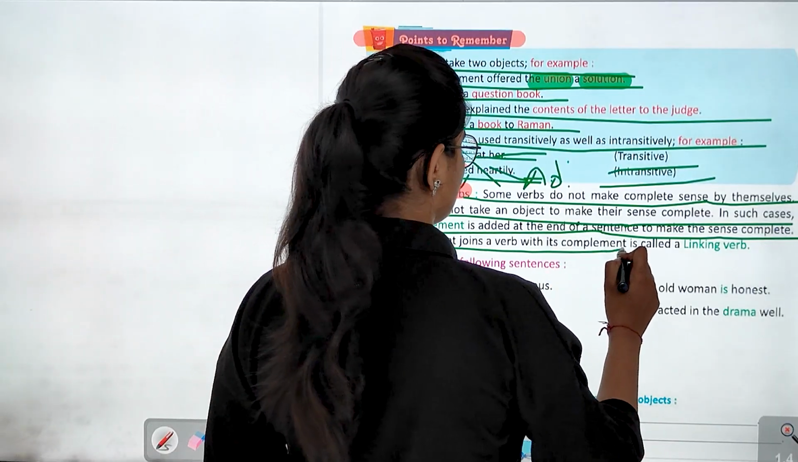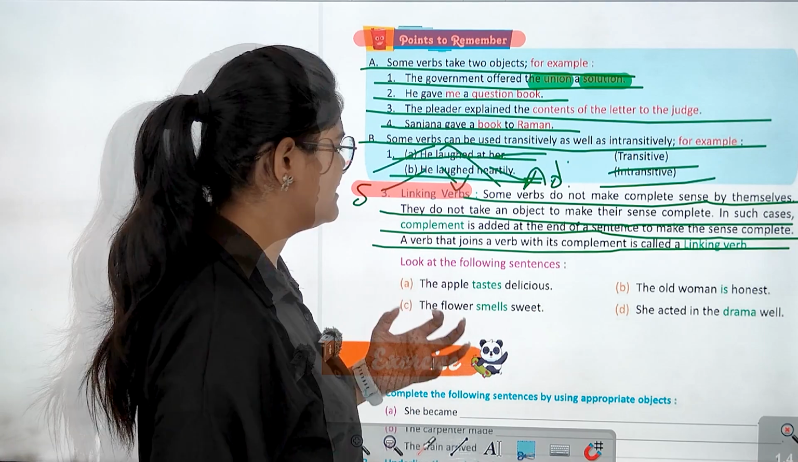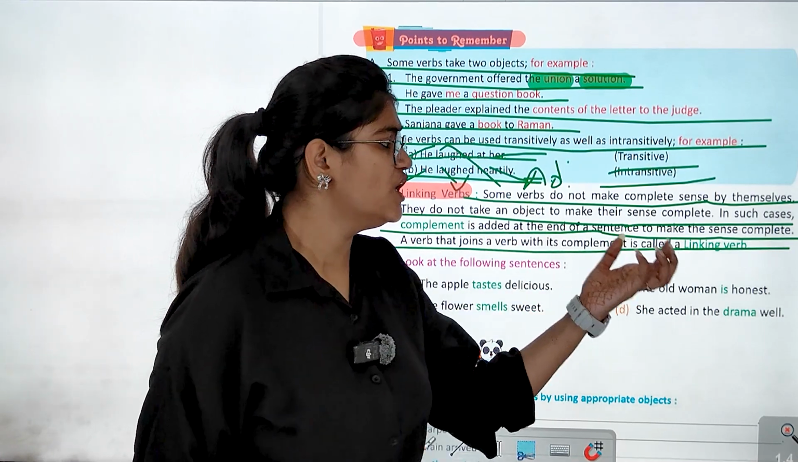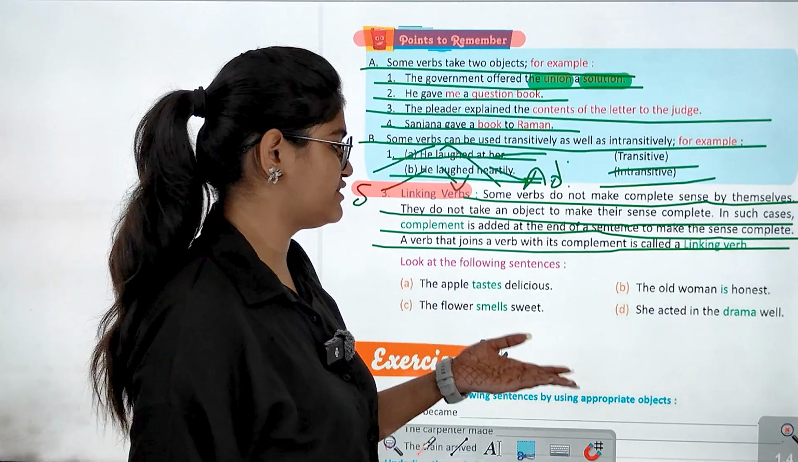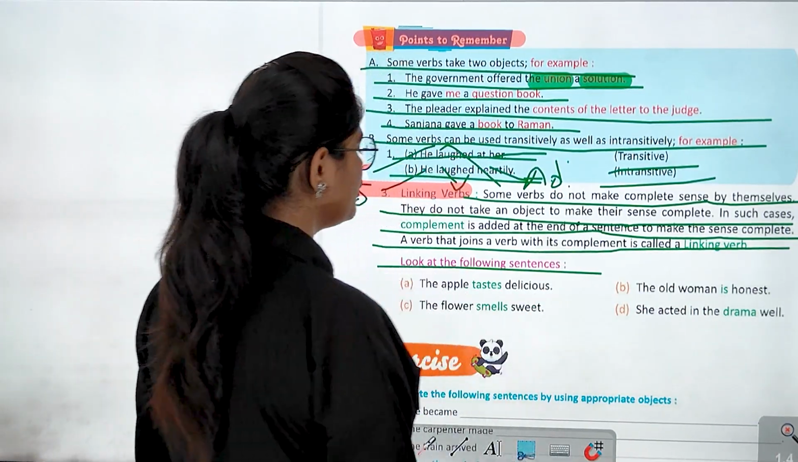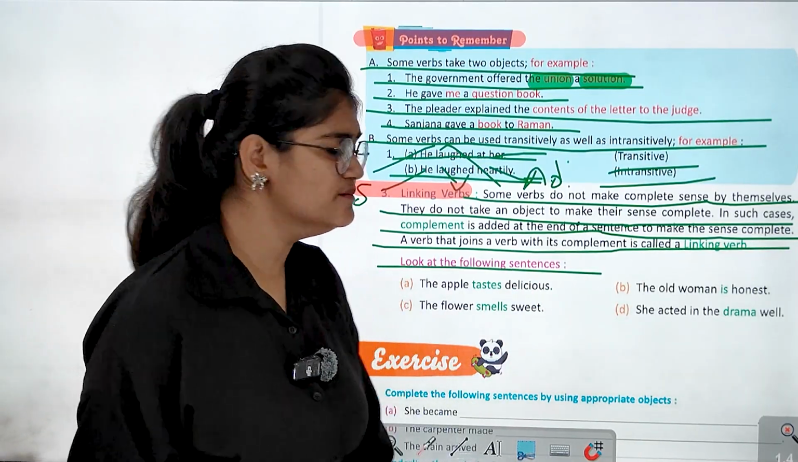A verb that joins a verb with its complement is called a linking verb. एक ऐसा verb जो join करता है एक verb को उसके complement के साथ, उसे हम linking verb के नाम से जानते हैं. So let's read out the examples very quickly. Look at the following sentences. तो जल्दी से इन sentences की तरफ देखते हैं, right?